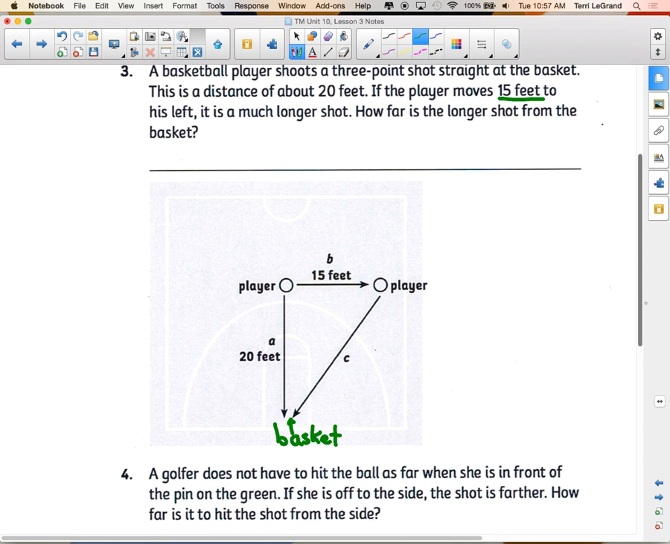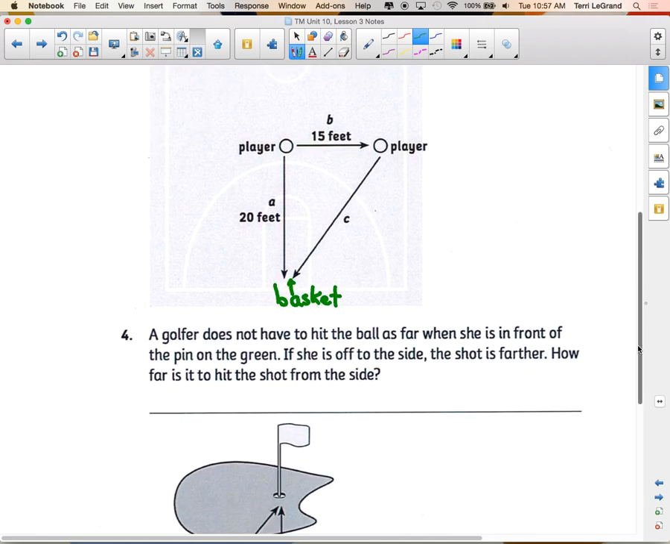Okay, so it says how far is the longer shot from the basket? Well, this kind of looks like we should be able to use the Pythagorean theorem. Let's draw where the right angle would be. Where's the right angle? Hayden? So where the player is, right? Right there. There's our right angle. So our C is what we are looking for, aren't we? C is our question mark.